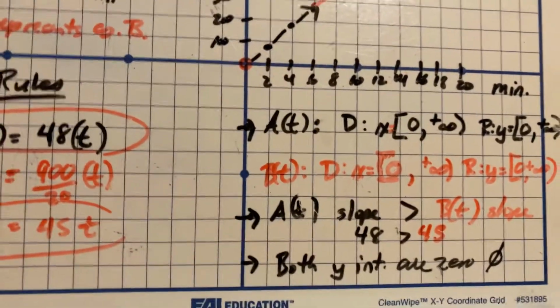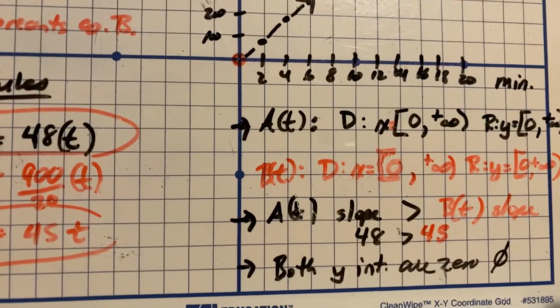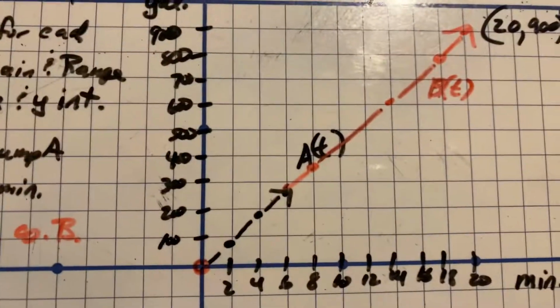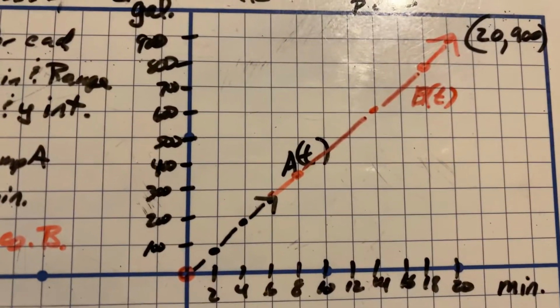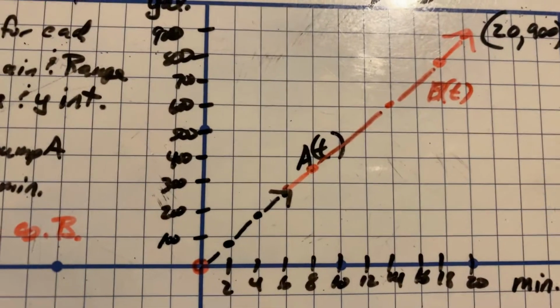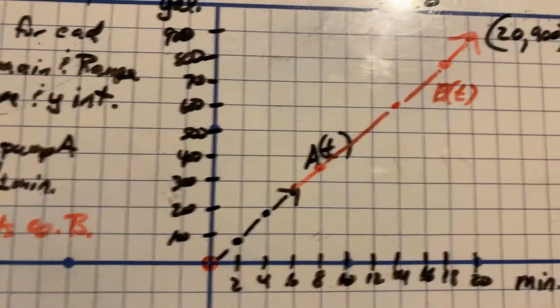Gallons per minute. 48 gallons per minute is greater than 45 gallons per minute. Both y-intercepts are at 0. And again, I understand that this is challenging to see. You'd probably be better off using Desmos, and you'd be able to see a slight increase in the AFT over BFT.